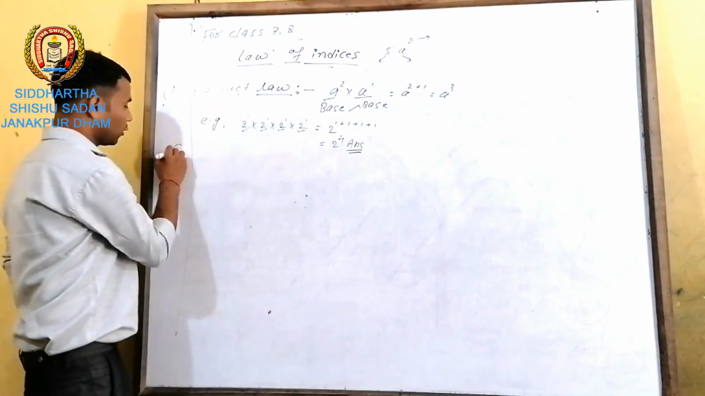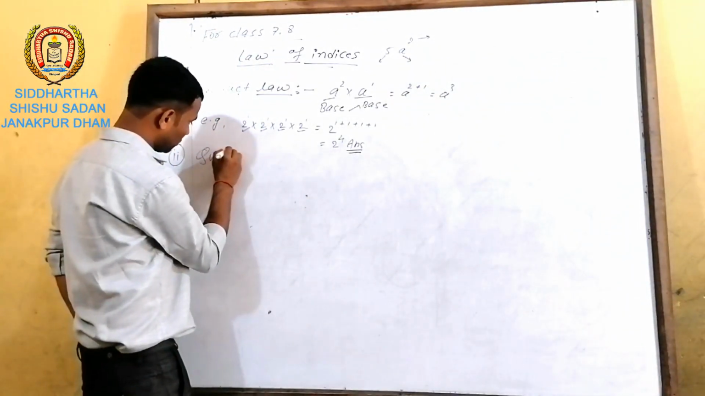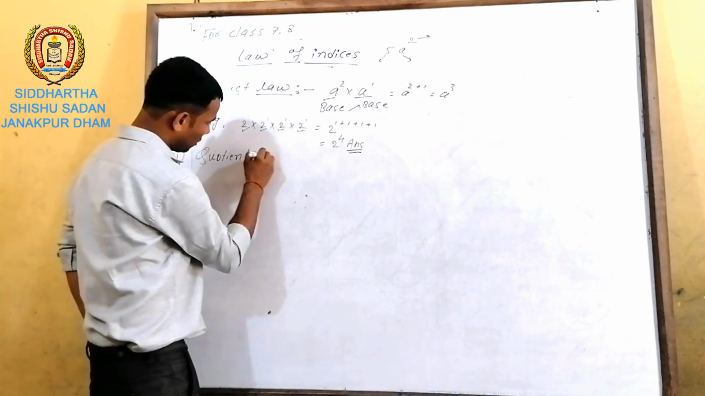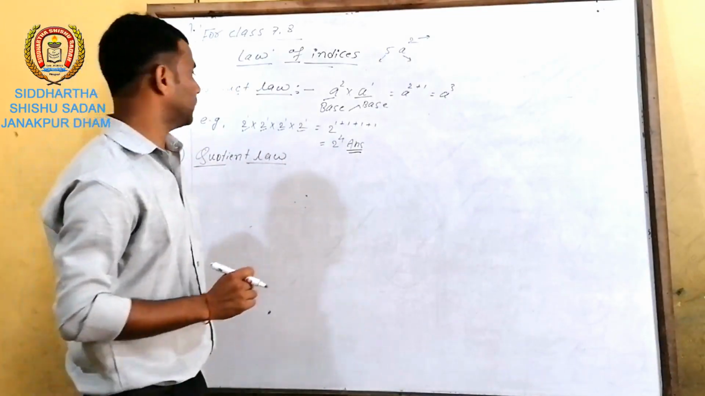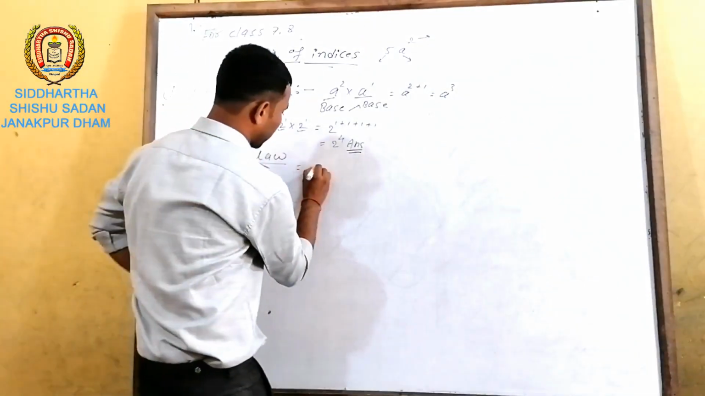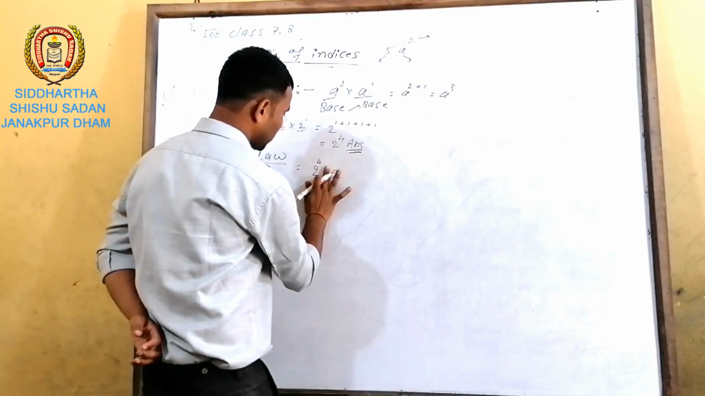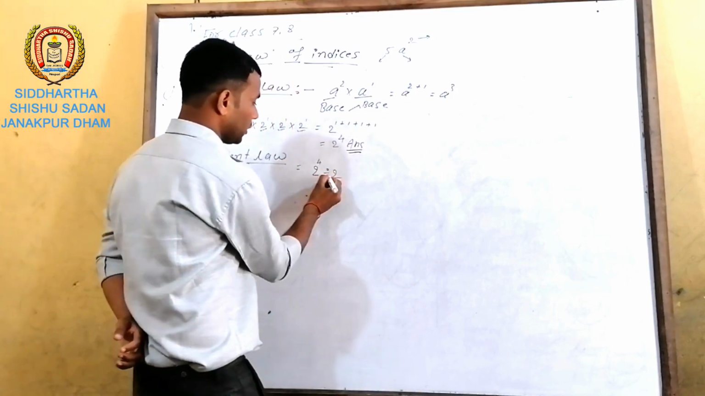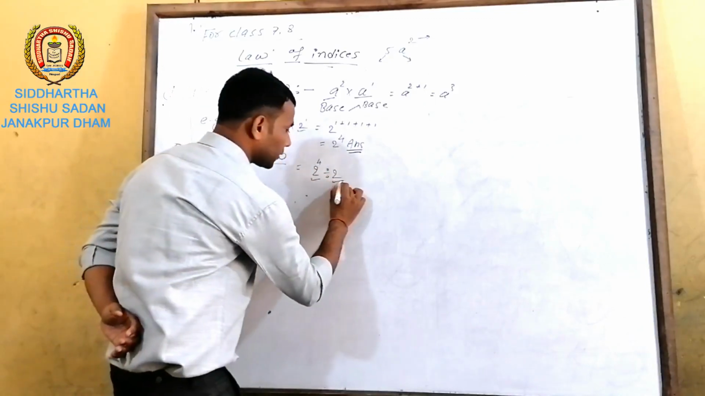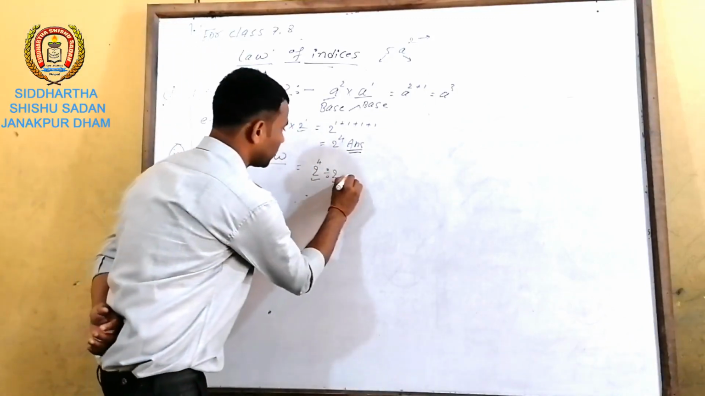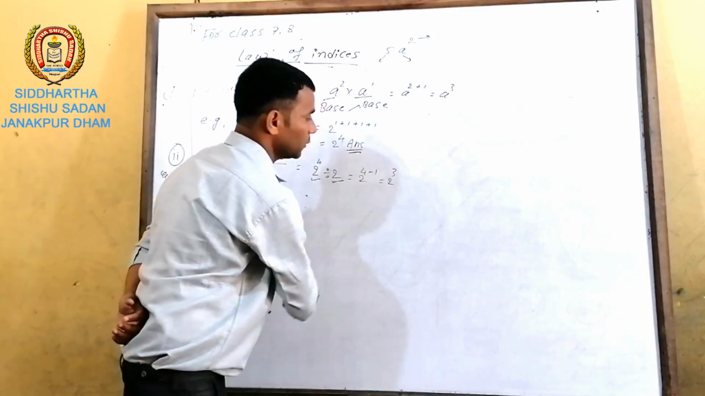Now the other law, the quotient law. In the quotient law, if the bases are the same, then the powers are subtracted. Suppose 2 to the power 4 divided by 2. In which form? Divide form, quotient form. Both bases are the same. If the bases are the same, then the power is subtracted: 2 to the power 4 minus 1.